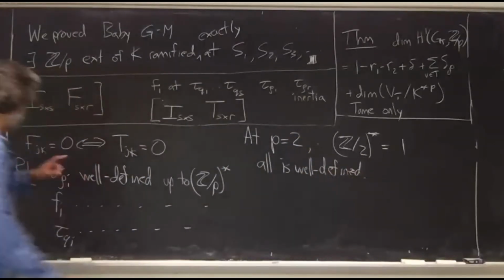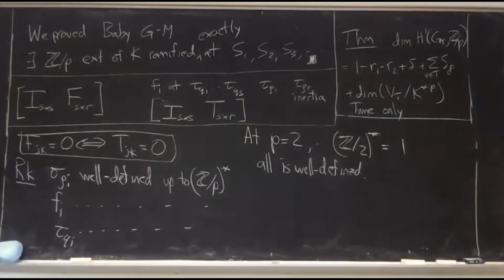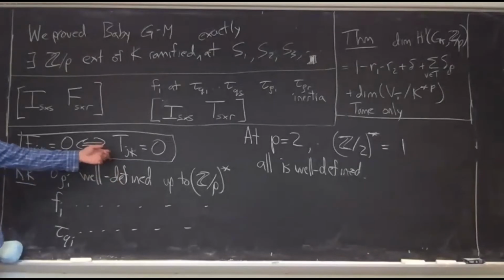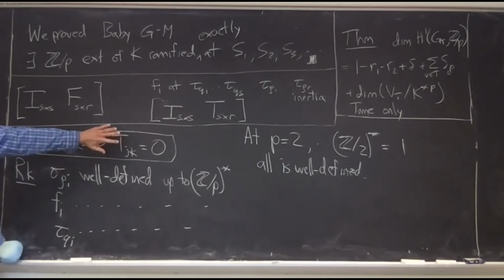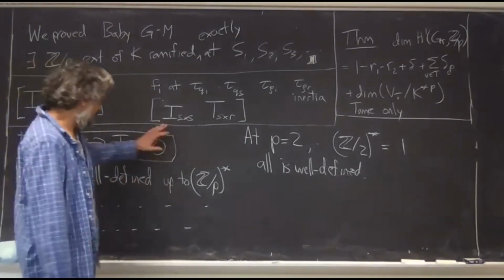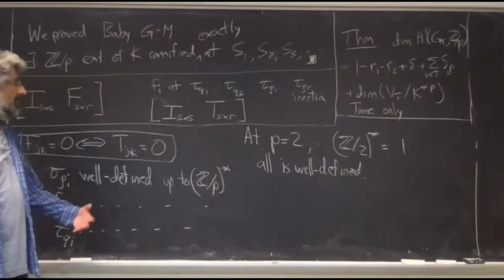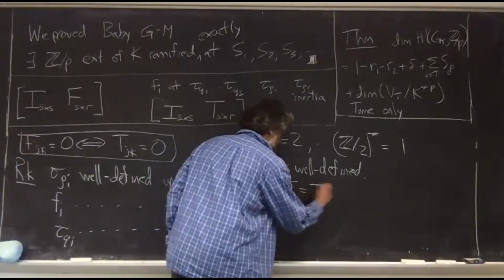Now, by the way, this is important. This statement right here is insensitive to this lack of well-definedness, because yeah, we do a bunch of non-zero scalings, we're not going to change zero to something not zero or vice versa. So this statement is absolutely correct, and this is well-defined. And at p equals 2, everything is well-defined, and in fact, f equals t.